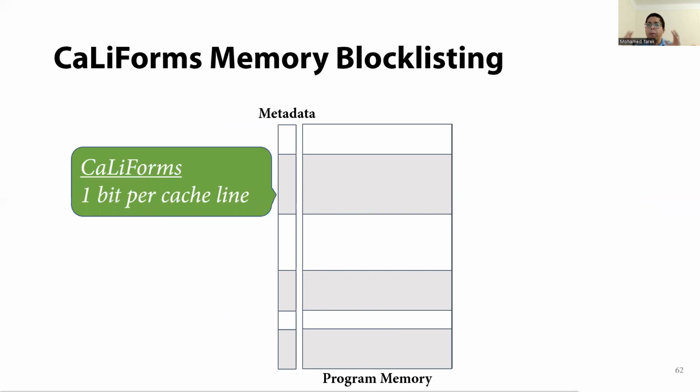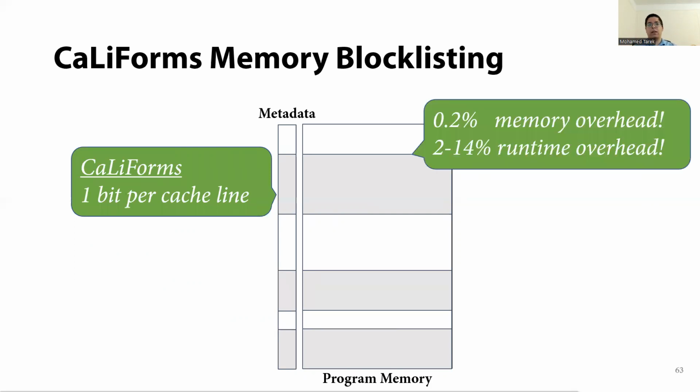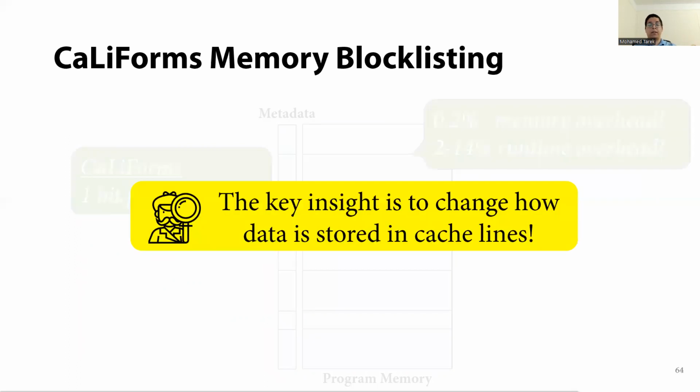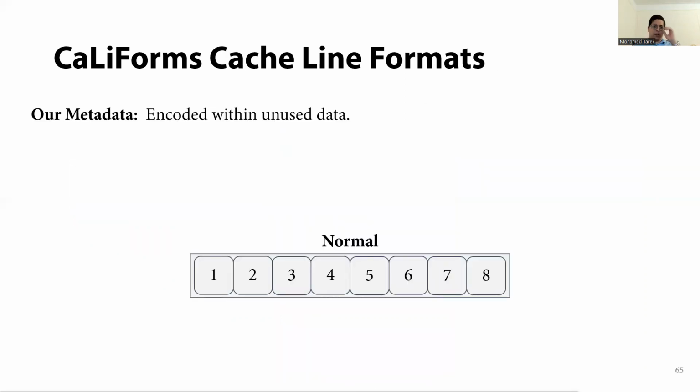CaLiForms instead moves the necessary metadata inside the program memory. This allows CaLiForms to get away with just a single bit of metadata per cache line, highly improving performance. Okay, wait, how can CaLiForms do so? The key insight is to change how data is stored in cache lines. Let's start with an example.